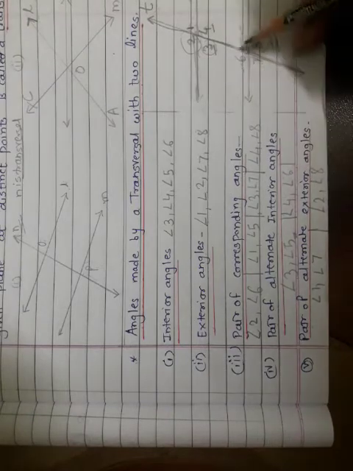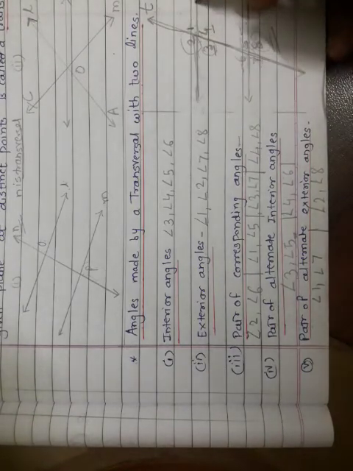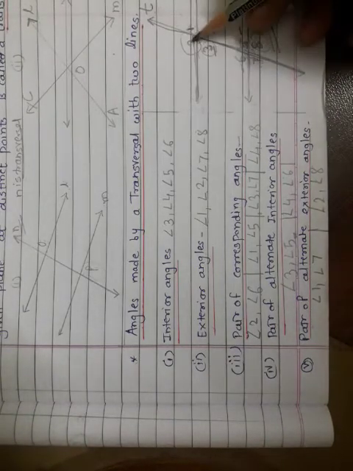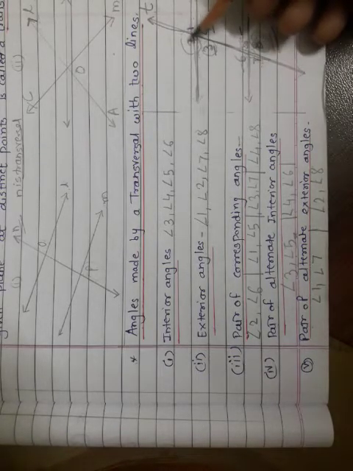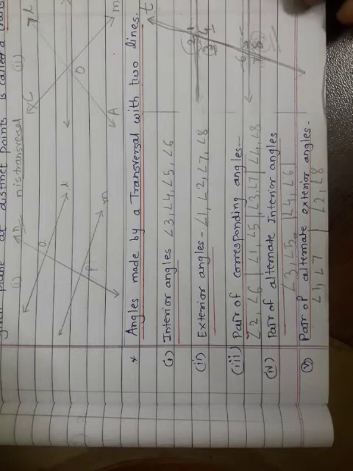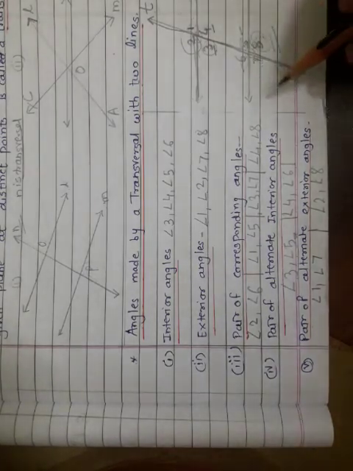And also angle 2 and angle 8. These are the alternate exterior angles. Exterior means outside of lines L and M. This angle 2 and this angle 8 are lying outside the lines L and M. Therefore they are the alternate exterior angles.